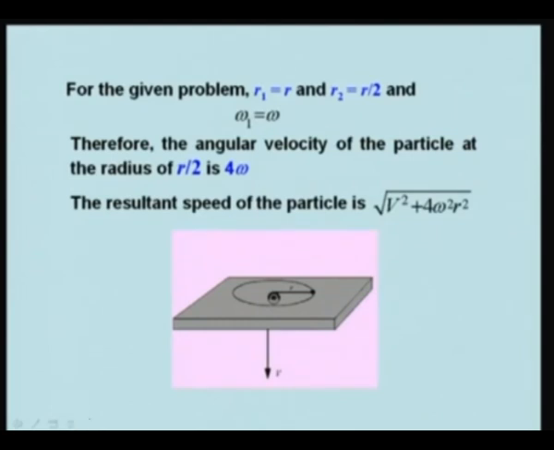From the given problem, r1 is equal to r, r2 is equal to r by 2, and omega 1 is equal to omega. Therefore, the angular velocity of the particle at the smaller radius is 4 omega. The resultant speed of the particle is under root v square plus 4 omega square r square. That is the velocity of the particle. So, this is the application of conservation of angular momentum.